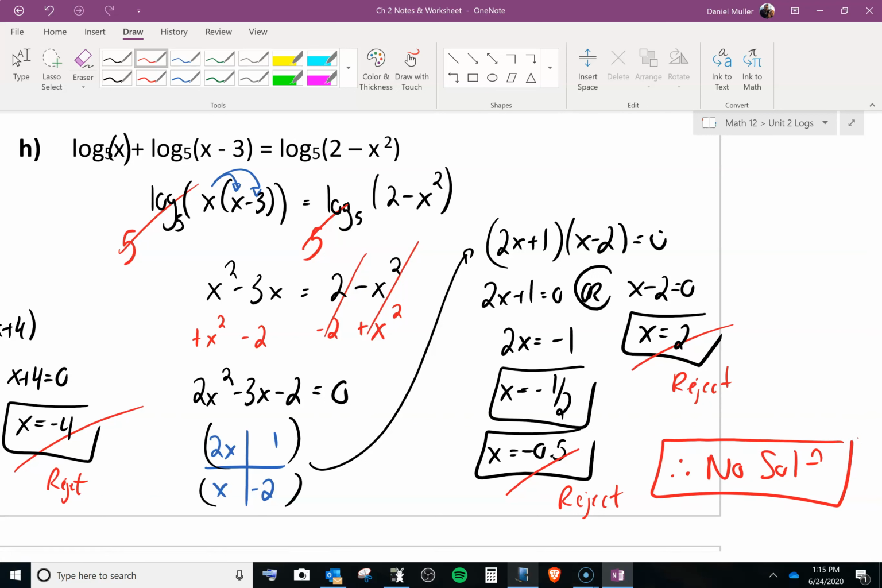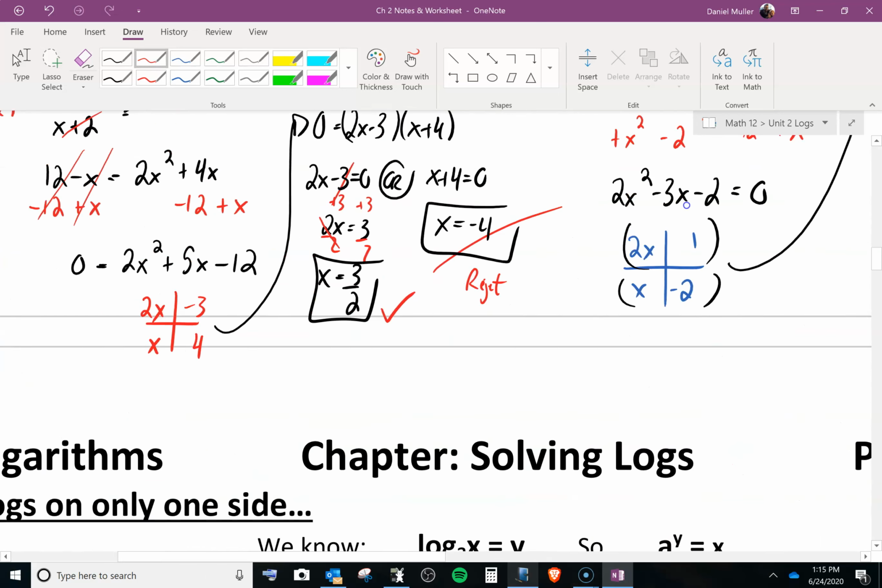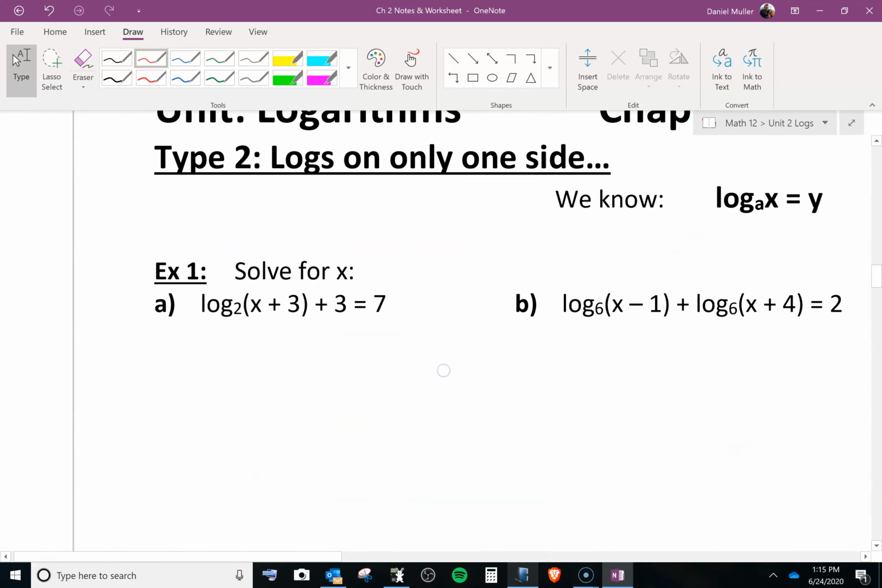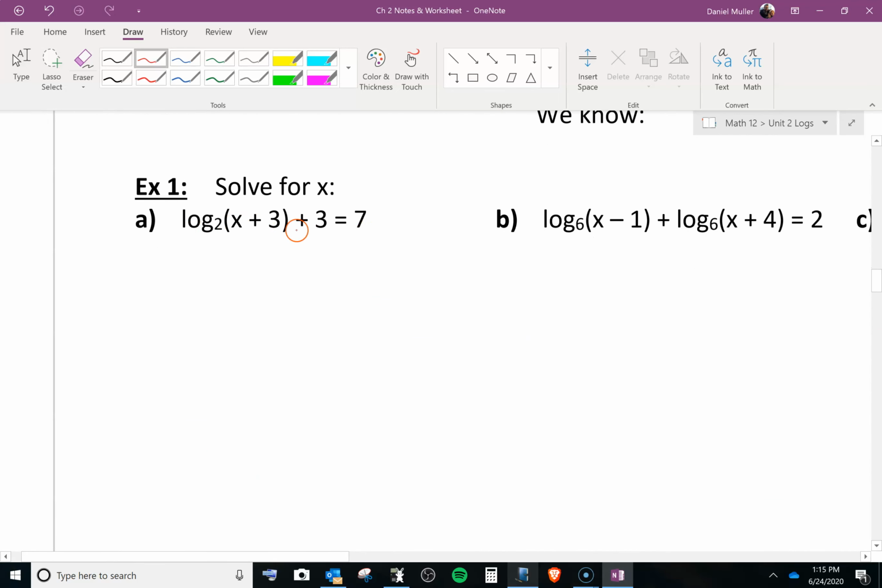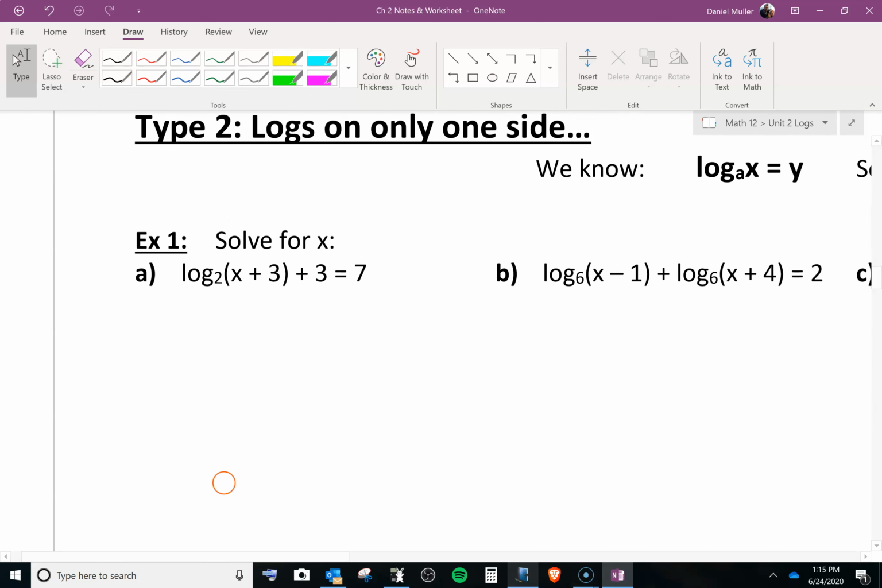Okay, so that's good. Now, I'll just do one of the other ones to see where we're headed. Now, this one, there's no logs on both sides. So the hint for this is you want to isolate the logs onto one side. So you want to get the log alone. That's our goal. So first thing first, we'll minus this 3.